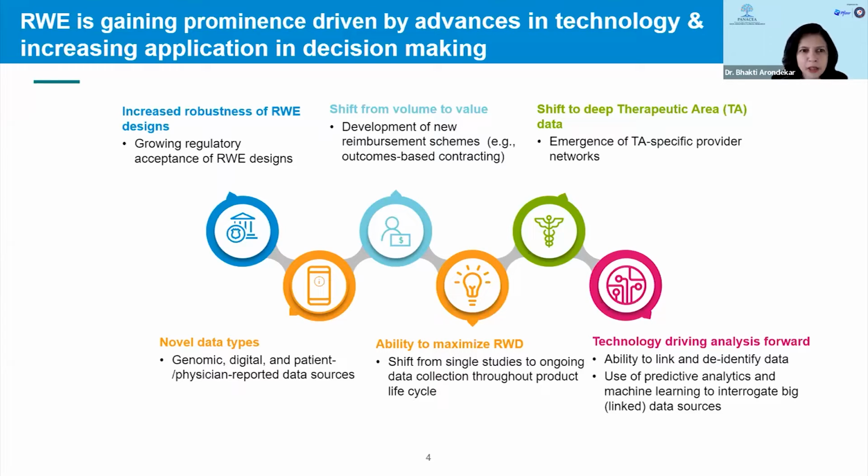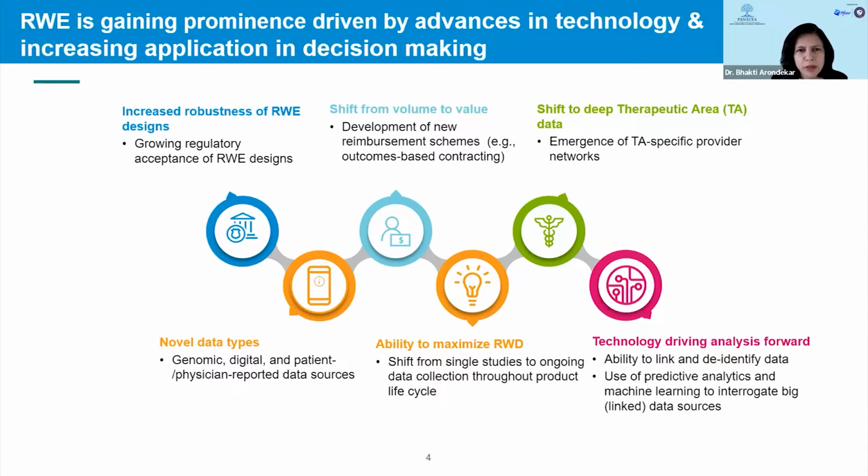In terms of the macro trends, the first one is about the robustness of how real world evidence has been generated. So for example, outside of India, if you look at regulatory agencies such as the FDA or the European Medicines Agency, there's an acceptance of real world evidence and real world data to actually approve products based off of it. And that's because the way we generate this data is getting more and more robust.